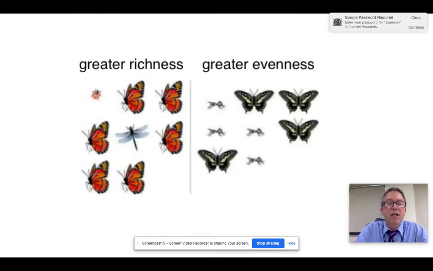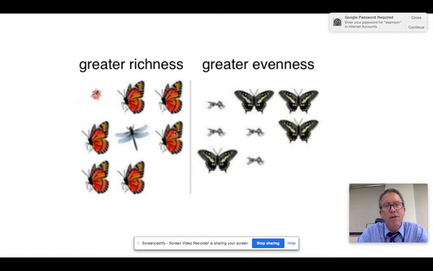So let's take a look at a couple of examples. If I look at the one over here, I have greater richness, and that's because I have a total of 1, 2, 3 species. It doesn't matter how many of the red butterfly I have, the number of species counts as 1, 2, 3. Over here, I just have 2 species. So here, I have greater richness.